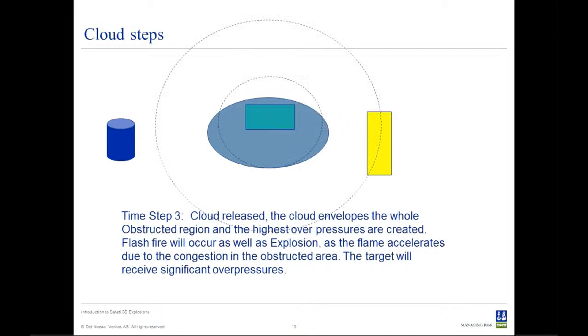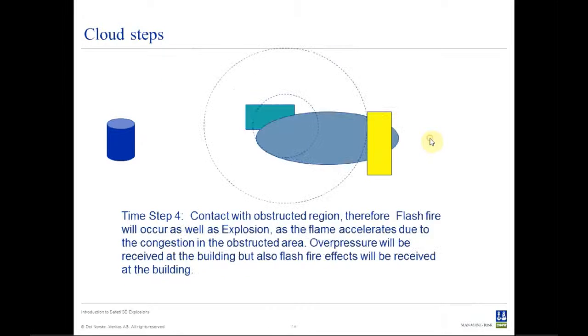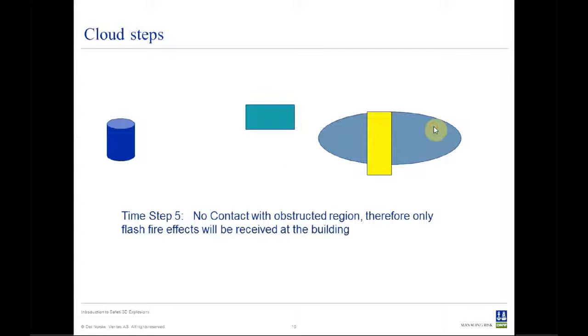Moving on to time step 3, you can see now the cloud has drifted further downwind, and we now completely envelop the obstructed region, which gives rise to a larger blast radius. And you can see now the target, the building, has been affected by this blast. Moving on to time step 4, we get another smaller explosion, but of course we're moving towards the target. Time step 5, there's no explosion, but the building is now involved in a flash fire.